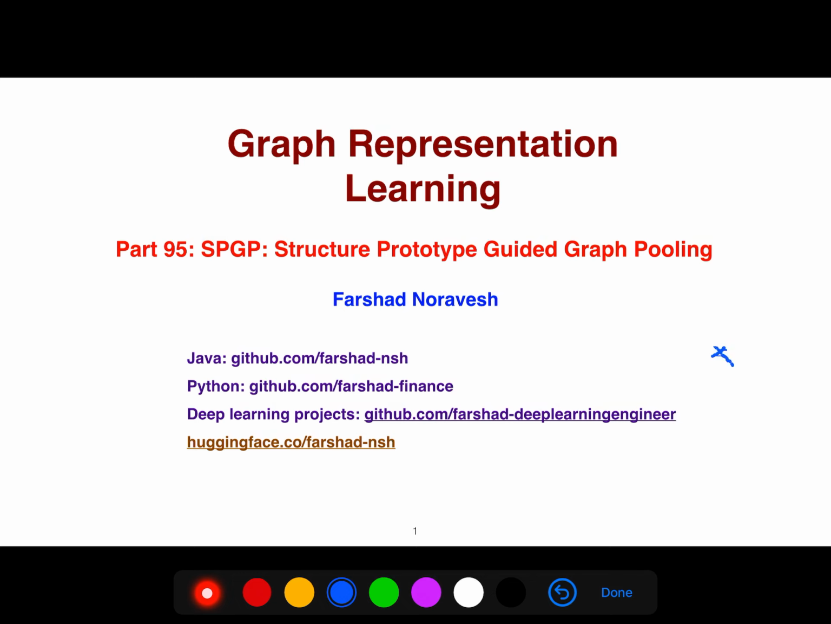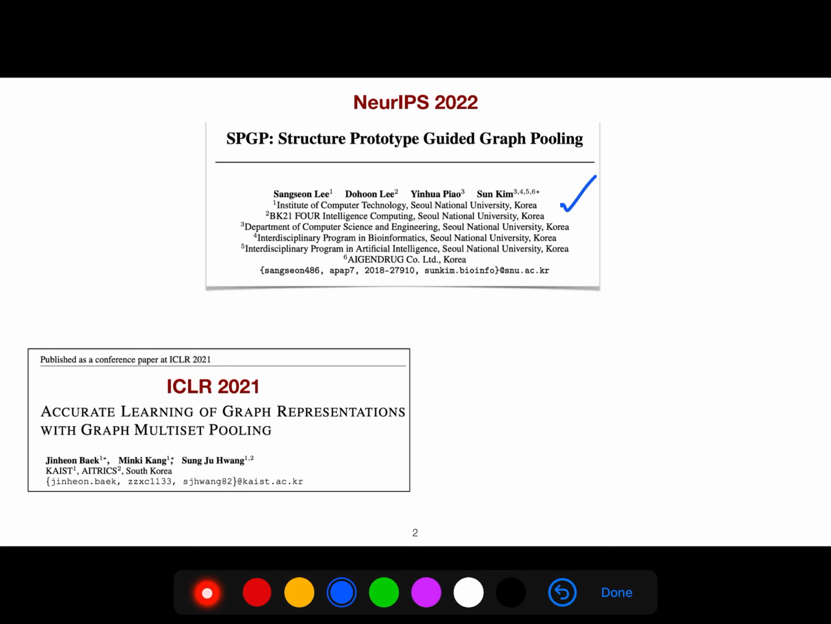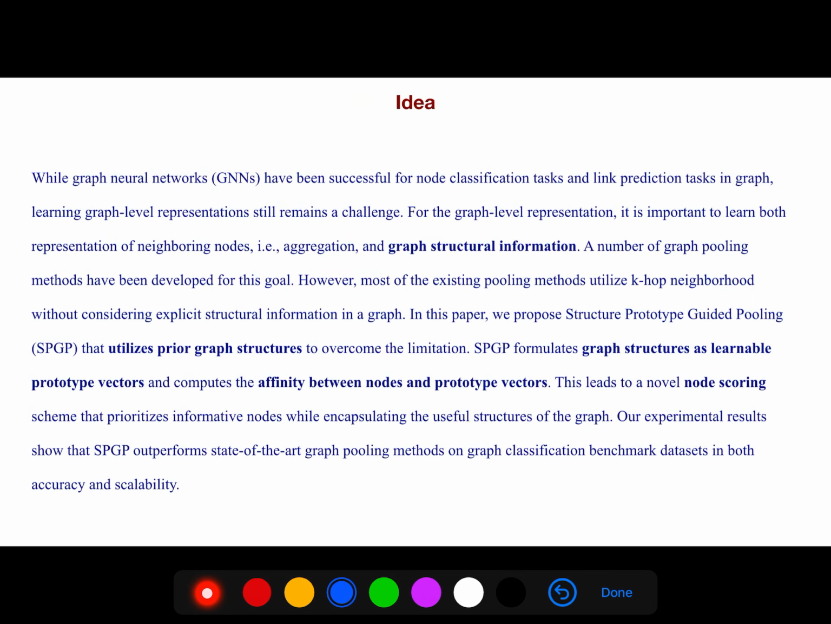Alright, so in this video I'm gonna be explaining another important article with the title SPGP: Structure Prototype Guided Graph Pooling. This paper is from NeurIPS 2022. While graph neural networks have been successful for node classification tasks and link prediction tasks in graph learning, graph level representations still remain a challenge.